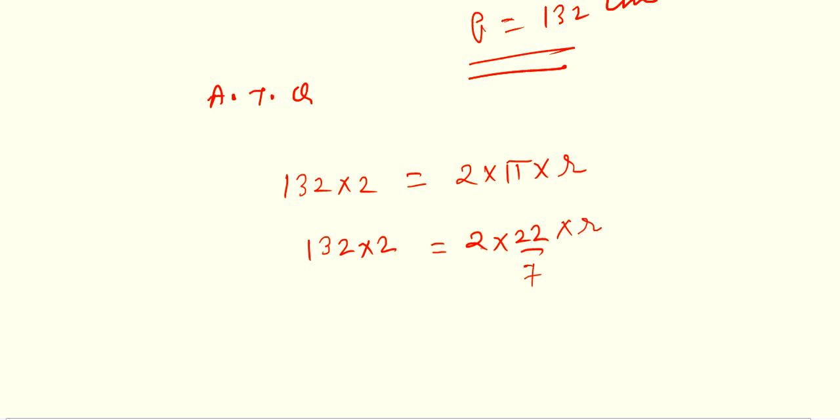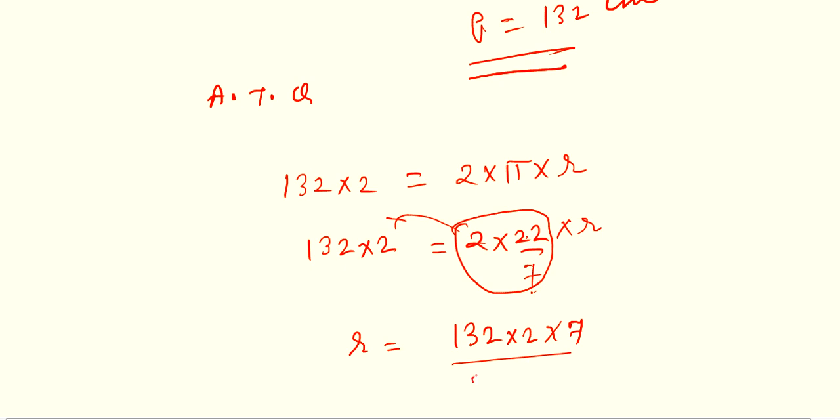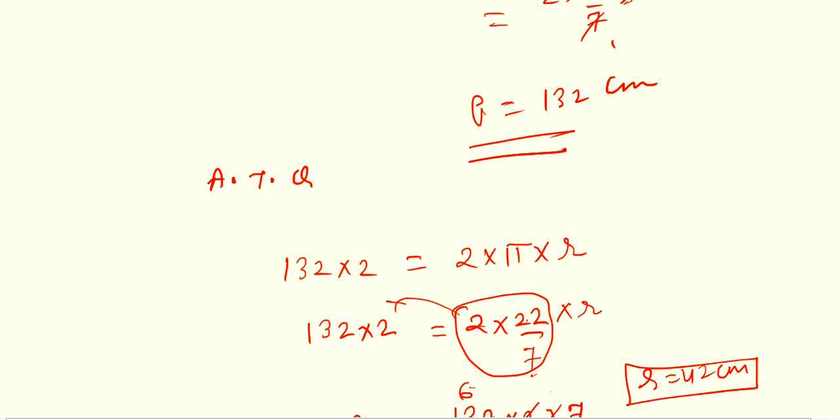Now transpose these values to the left hand side. So r equals 132 into 2 into 7 over 2 into 22. On this side 7 is in the denominator, so simply 7 will go to the numerator. 7 is dividing here, so there it will be multiplication. These two are on top, they will come down here. This 2 gets cancelled. Then 22 ones are 22, 22 sixes are 132. So finally r equals 6 sevens are 42. So the new radius is 42 centimeter if we double the perimeter.